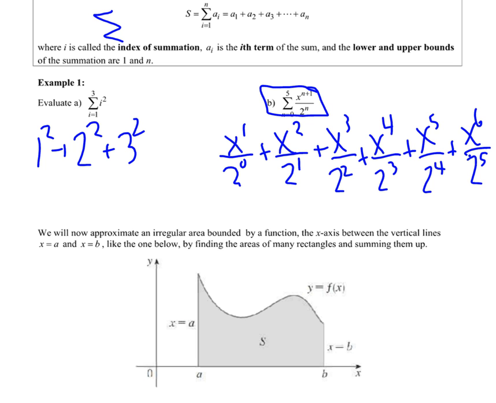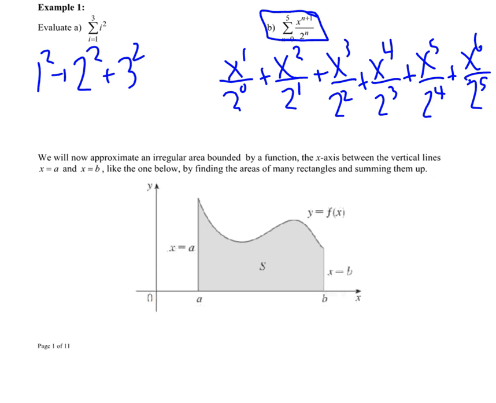So we have a function here, but this summation, that's the idea. We're just adding some things up. I just need you to understand that notation.